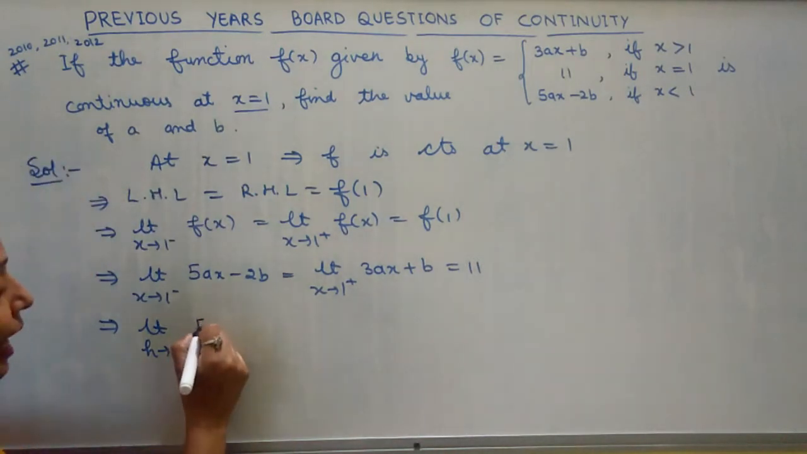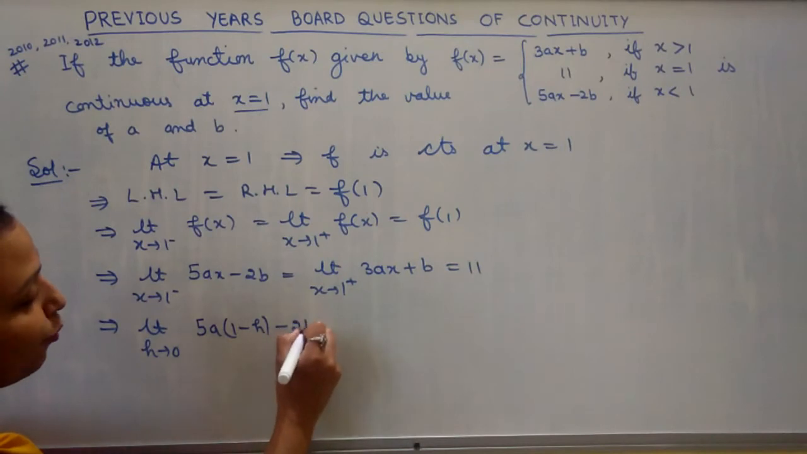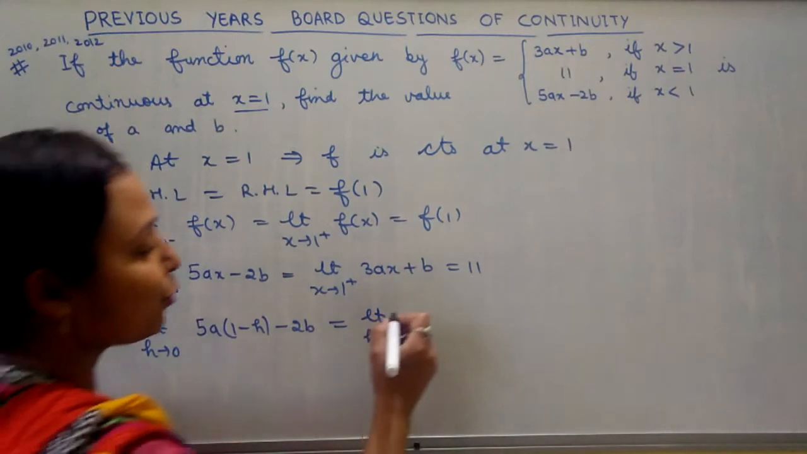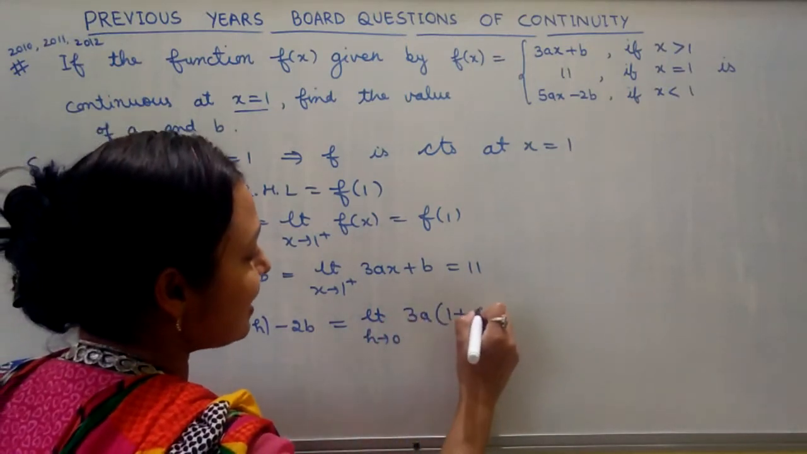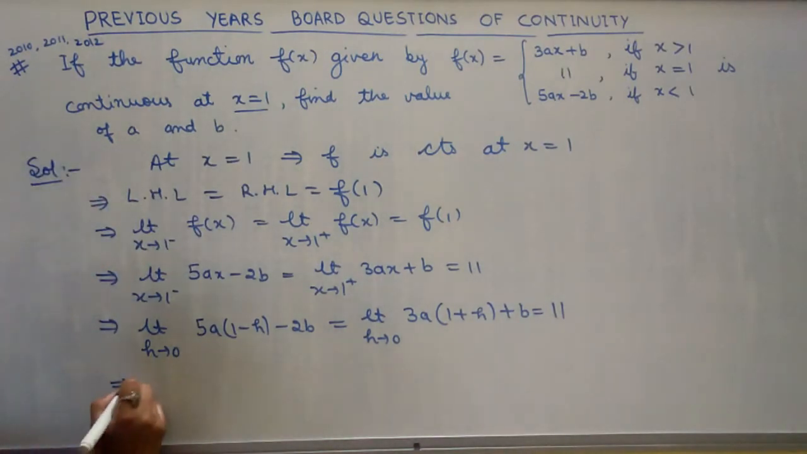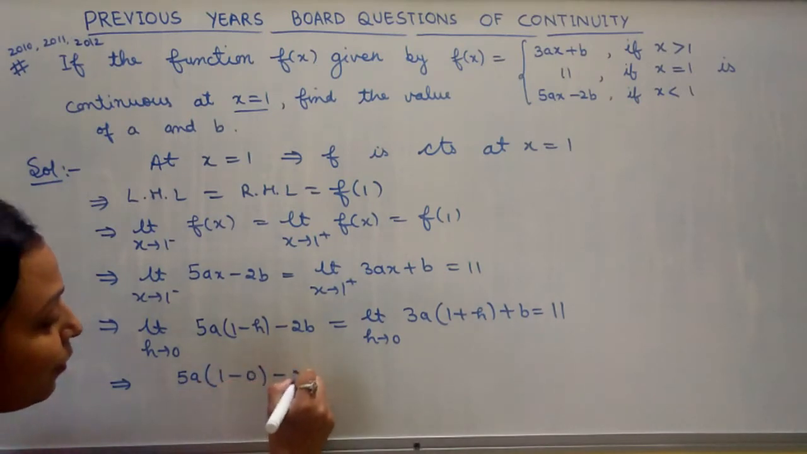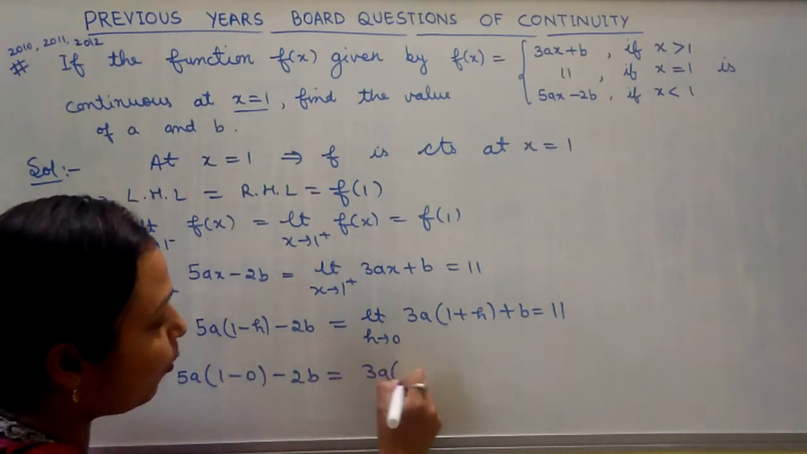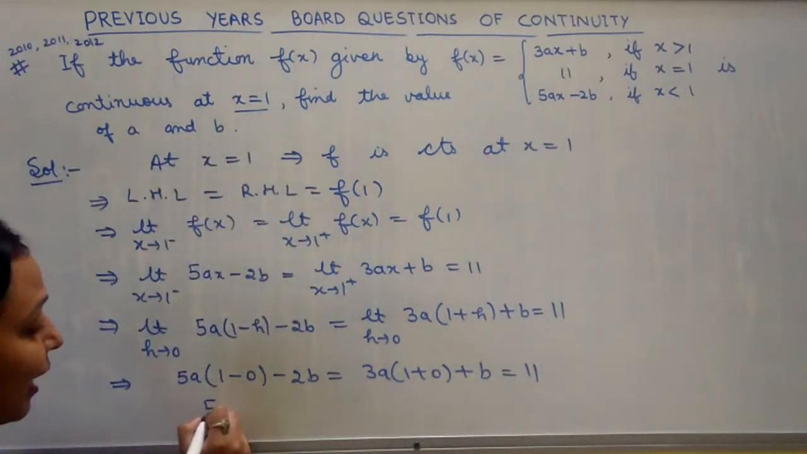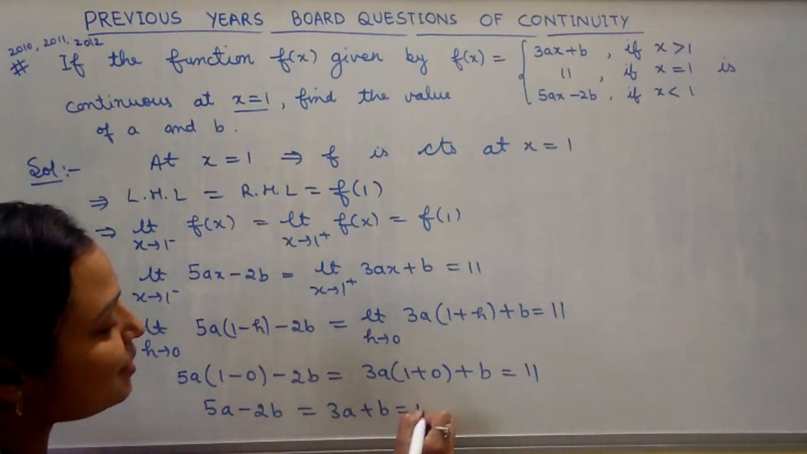So I will start with the first one. In place of x we have 1 minus h, so 5a(1 - h) - 2b. And in place of x here, when we apply h approaches 0, x will change into 1 plus h, so 3a(1 + h) + b equals 11. Now put the value 0 in place of h. So we have 5a - 2b equals 3a + b equals 11.